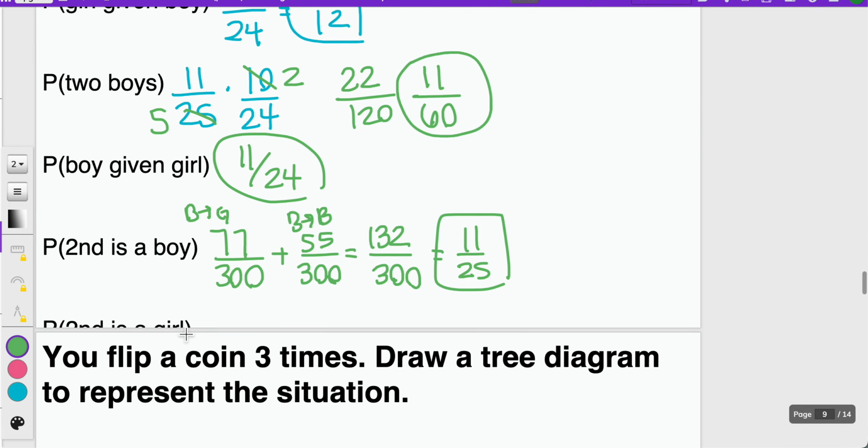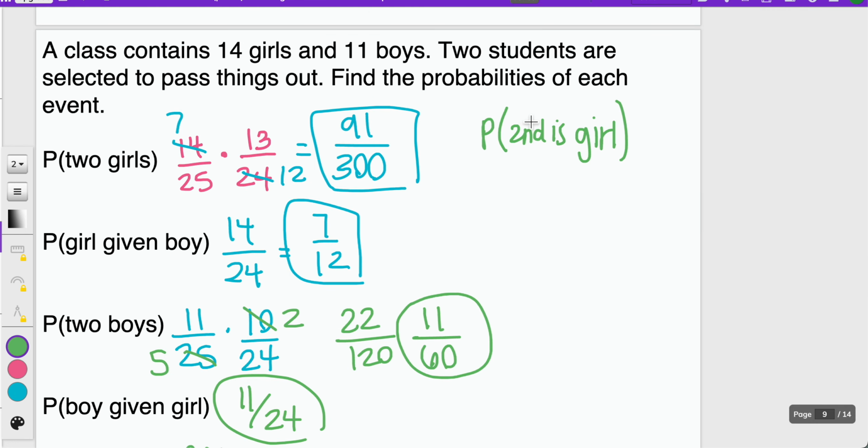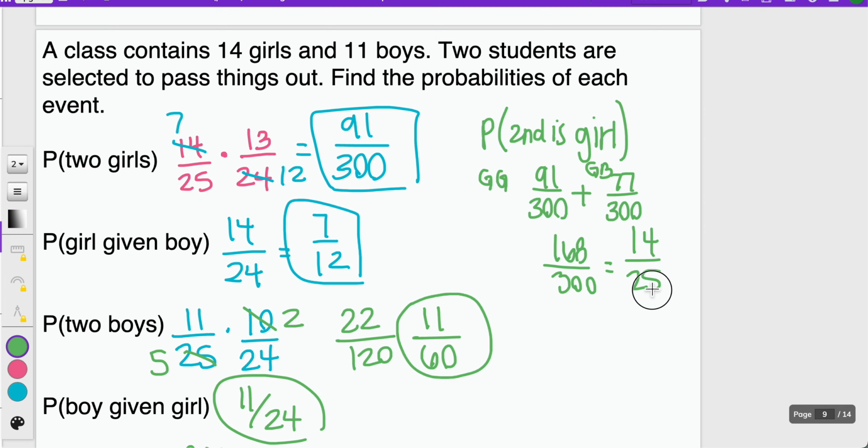Or the second is a girl. This one kind of fell off of the page here. Second is a girl. If I do girl, girl, that's 91 over 300. But if I do boy, girl, that's 77 over 300. So I just have to add those probabilities together to see how often that would be happening. That'll be 168 over 300, or simplified down, 14 over 25. Okay?